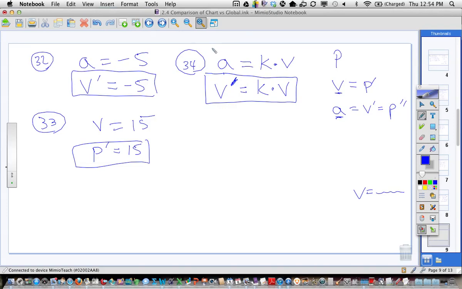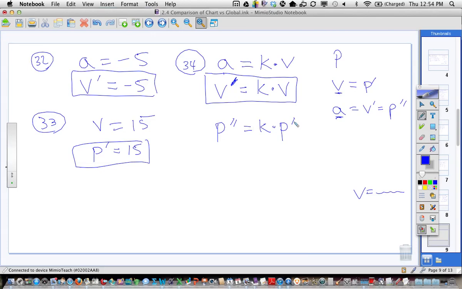But wouldn't it have been okay to replace the a with p double prime, if they wanted the second order differential equation, right? I could replace the a with p double prime, but I would need to replace the v also there. See, because I don't want a problem that's got p double prime and then has v in it. Those are two different output variables. I want the same output variable in there, but v is the same as p prime. So I could have written it that way.